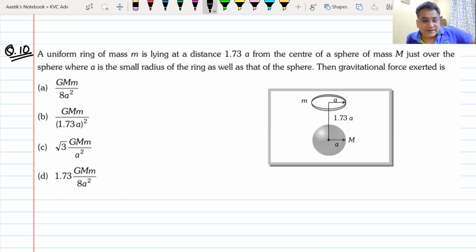A uniform ring of mass m is lying at a distance of root 3a from the center of a sphere of mass m, just above the sphere, where a is the small radius of the ring as well as that of the sphere. So the radii of them are very small. What is the gravitational force exerted? I'll give you 2 minutes to solve this. This is more a conceptual thing than anything else.